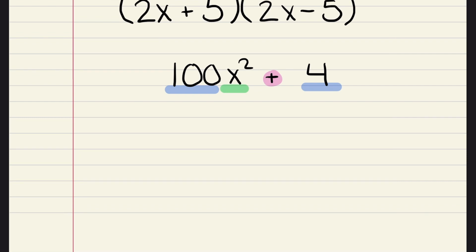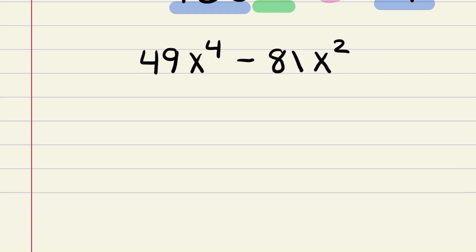Now, when you get into more complicated circumstances, I'll give you one more example. You might see something like 49x to the 4th minus 81x squared. There's just a lot going on here, but this is a difference of two perfect squares. There's subtraction, and all of the numbers are perfect squares. 7 times 7 will give me 49. 9 times 9 will give me 81. And all of my variables have even exponents.